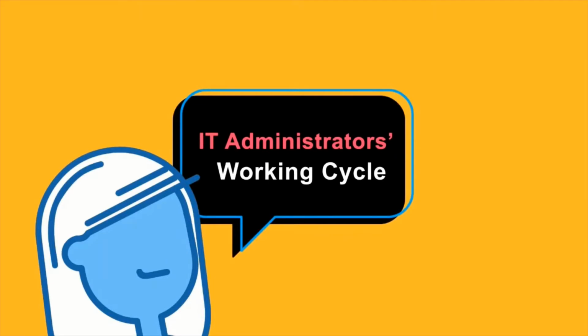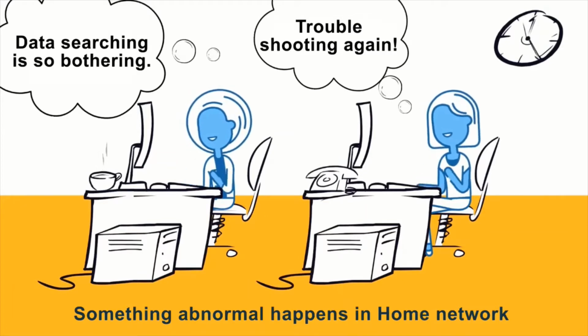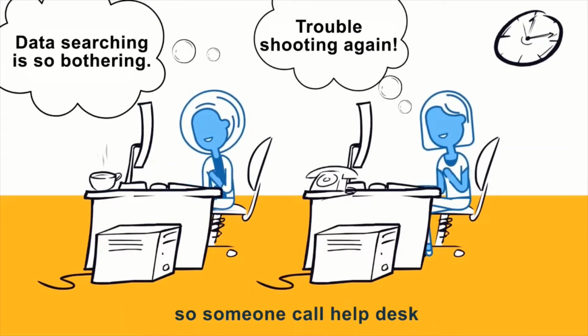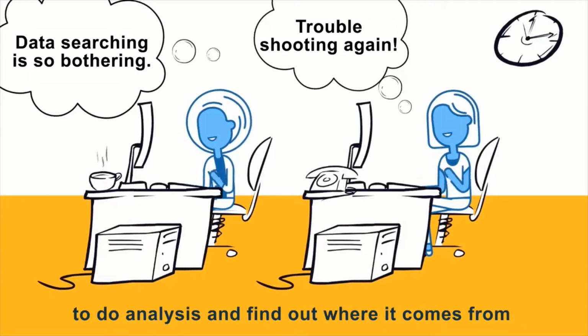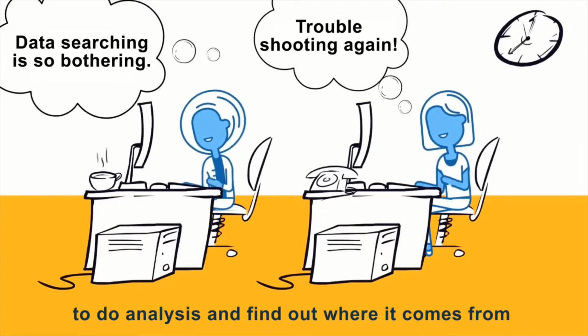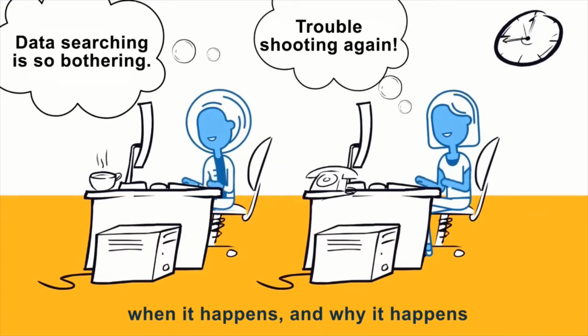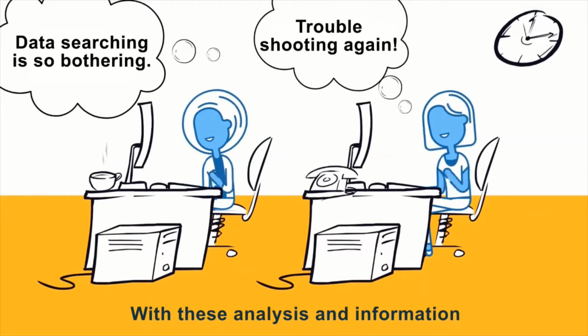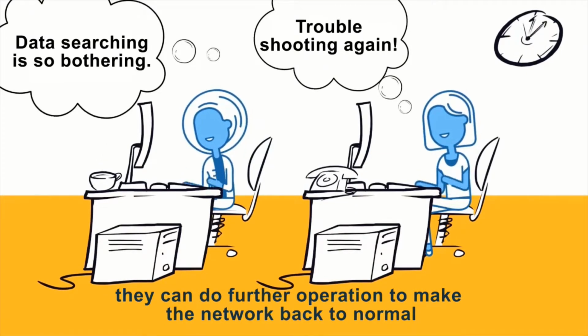First, let's see the usual working cycle of IT administrators. Something abnormal happens in the home network, so someone calls the help desk. IT administrators have to collect the data of the event to do analysis and find out where it comes from, when it happens, and why it happens. With this analysis and information, they can do further operation to make the network back to normal.